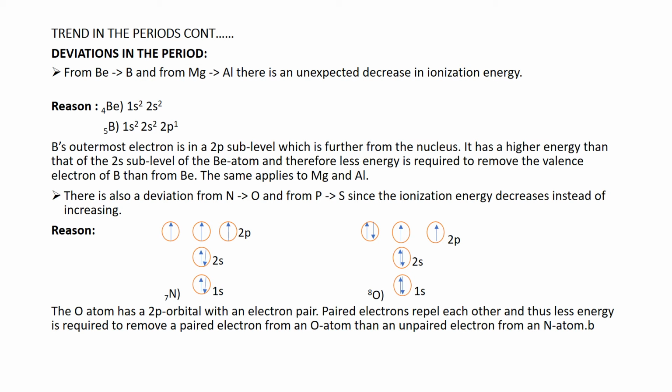And we have another deviation from nitrogen to oxygen and from phosphorus to sulfur. We see a decrease instead of an increase. And why is that? It is because the oxygen atom has a 2p orbital with an electron pair. If you look at these Aufbau diagrams for both oxygen and nitrogen, you can see that. The paired electrons repel each other, and so we need less energy to remove these paired electrons, and the same applies for phosphorus and sulfur.